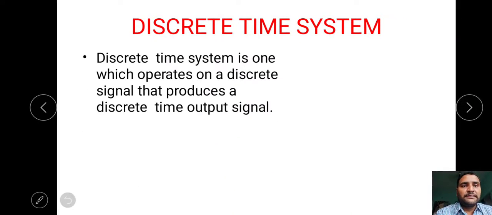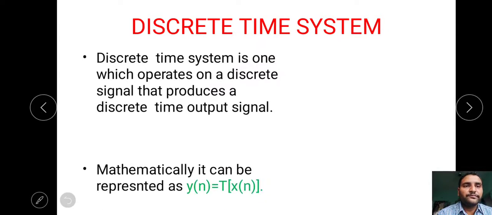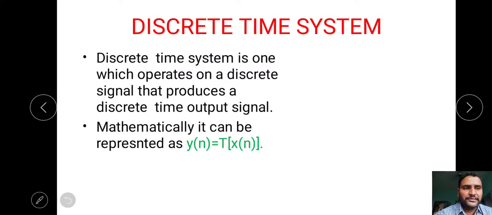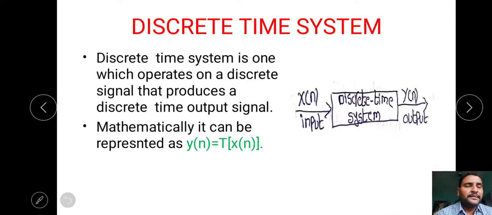A discrete time system is one which operates on discrete time signals and produces discrete time output. A discrete time system operates on discrete time signals only, that is x of n, and produces discrete time output signals only, that is called y of n. Mathematically, y of n is equal to the transformation of x of n. It's a discrete time system. X of n is the input, y of n is the output.